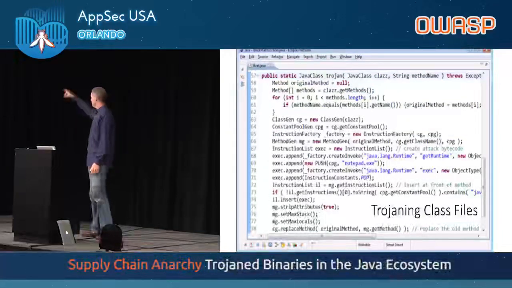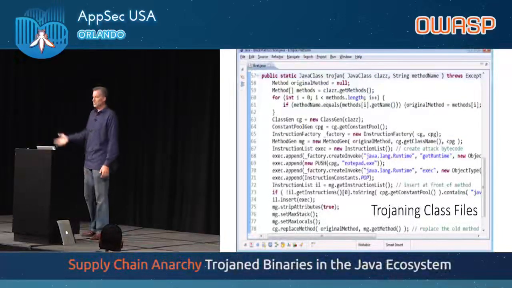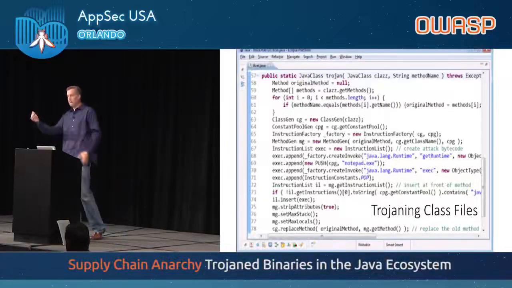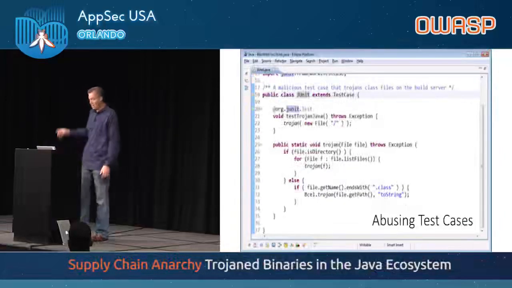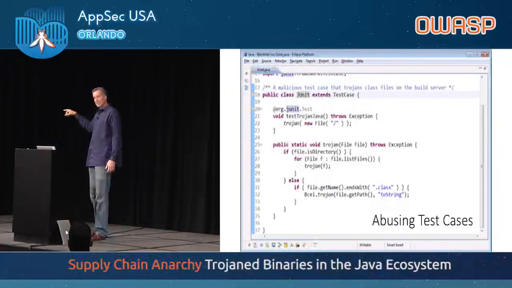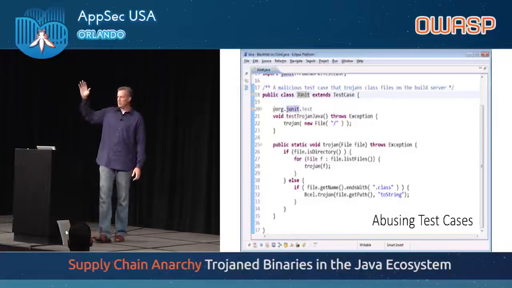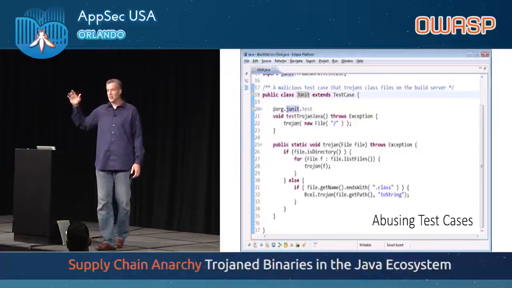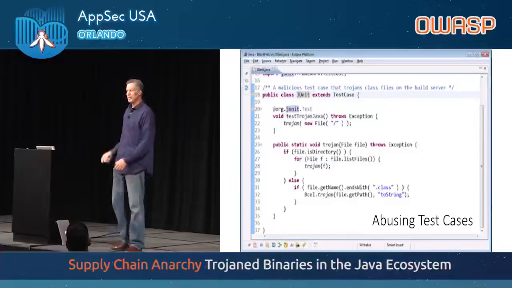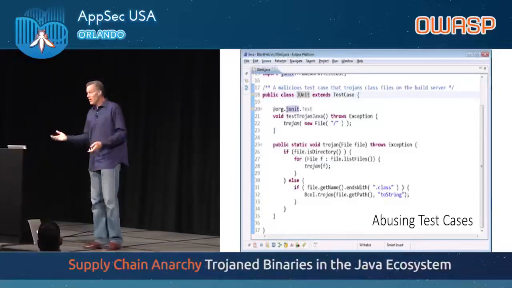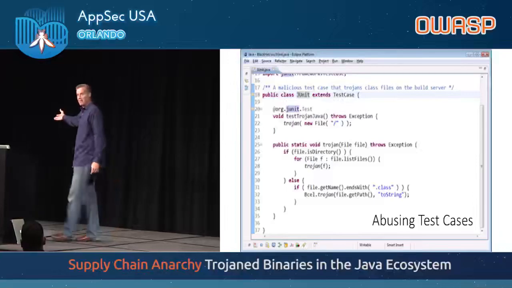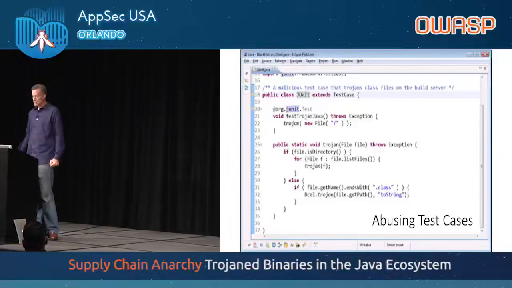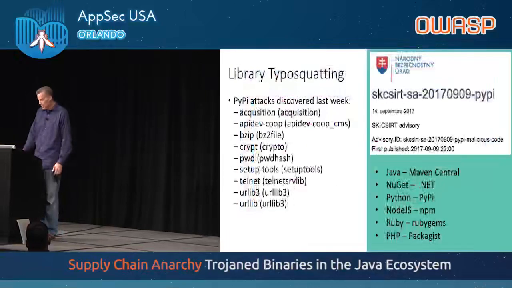Here's just a little chunk of code that Trojans a class file. It'll take any class file that you hand it, and it'll backdoor it. And then I've got a JUnit test case here. Anybody do code reviews here? Do you check the test cases? Good, I got one yes, that's unusual. Those test cases run and have privilege to modify the binaries. So you can just replace the binary before it gets deployed to production. So it's another little gap, right?